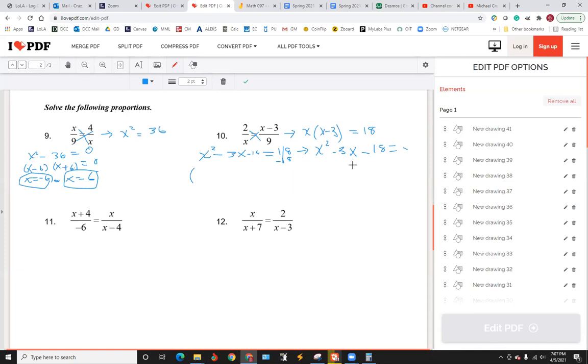So this is x minus 6, x plus 3, right? Yeah, that's what I got. So that means x is equal to 6 and x is equal to negative 3. And again, if you're just doing 6, that would be 2 over 6, which is 1/3. Here, it would be 6 minus 3, which is 3 over 9, which is 1/3.